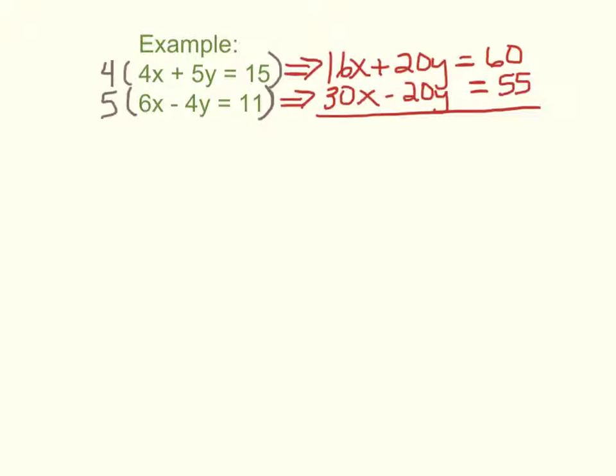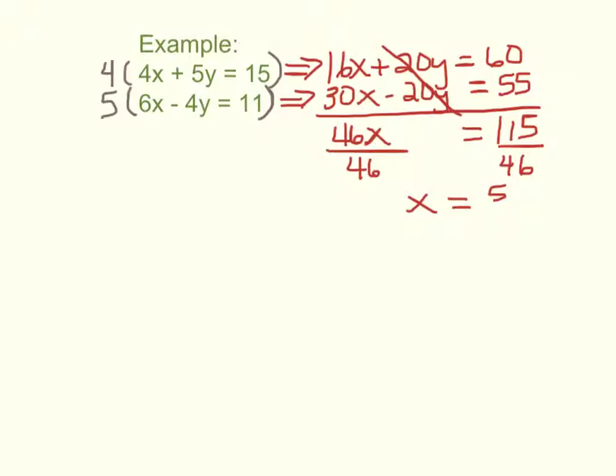Next step is to add these two equations together. So 16x plus 30x is 46x. My y's cancel out, equals 115. When I divide by 46, I'm going to have fractions, but they're not horrible fractions. 115 divided by 46, 23 goes into both of them, so we simplify to get 5 halves.